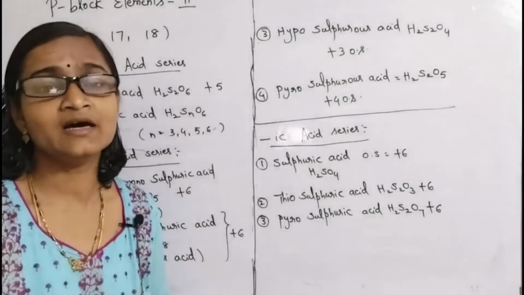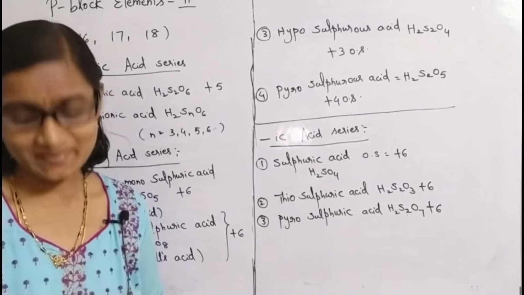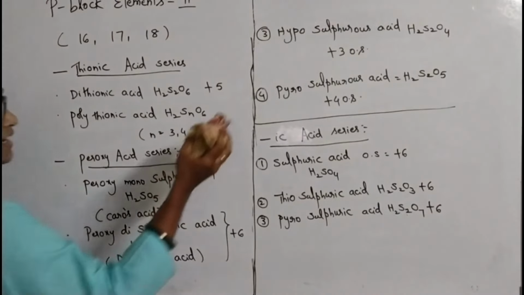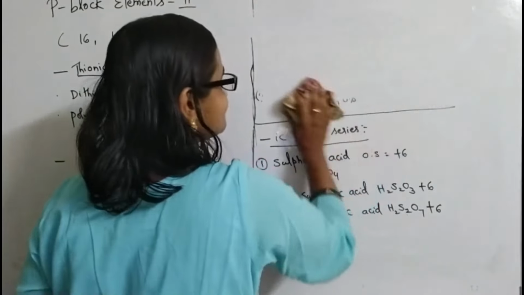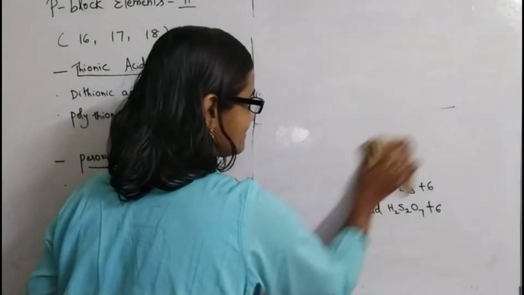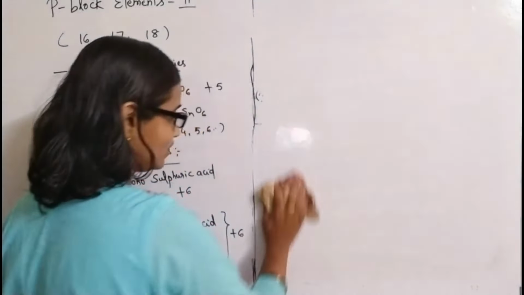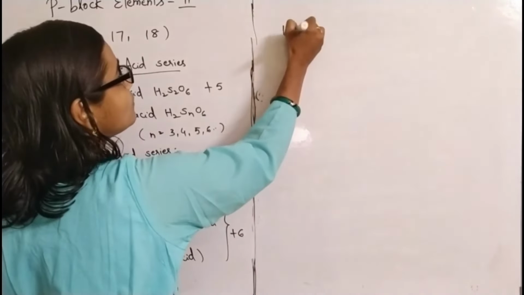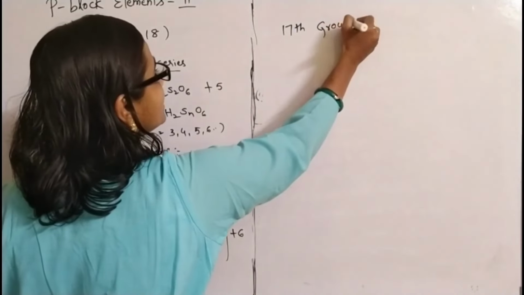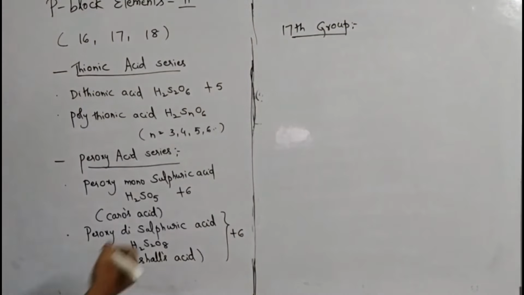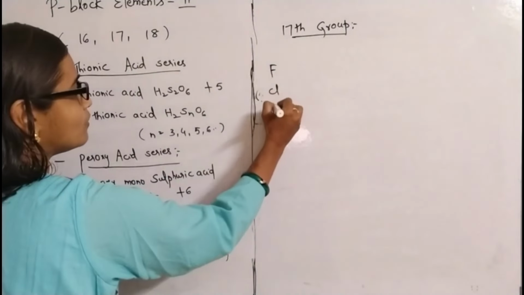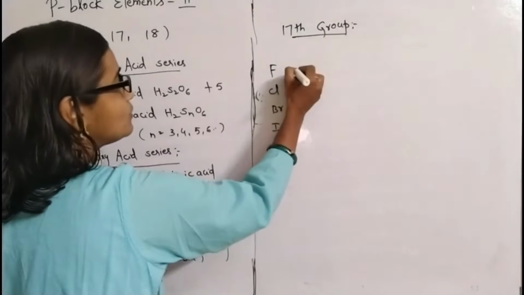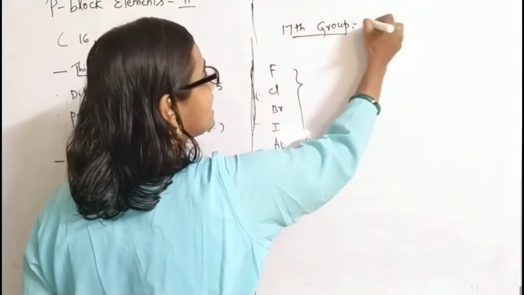Up to now we have learnt only 6A group elements. Now we have to move on to 7A group elements, which are called as halogens. What are those elements? Yes, fluorine, chlorine, bromine, iodine, astatine are called halogens, the 17th group elements. These elements are also called 7A group elements.